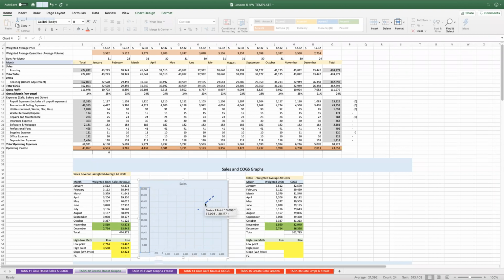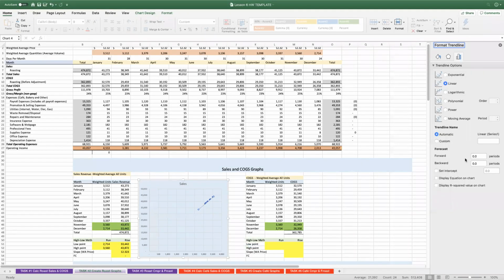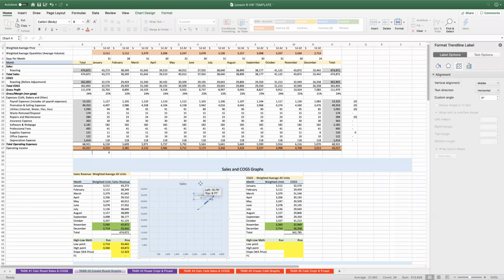we sell. Now, if you right click on any dot, doesn't matter which one, and then hit add trend line, this pops up over here, and you should display the equation on the chart and display the R-square value. Take that, click on it, pull it up so you can read it a little better. And let's study what that's telling us.